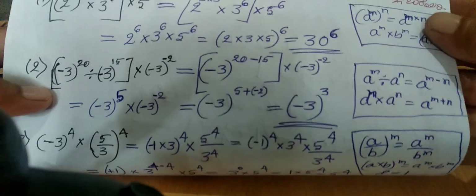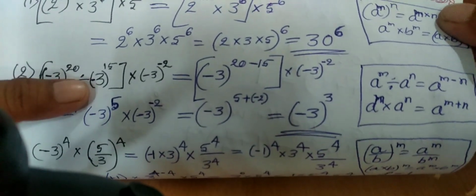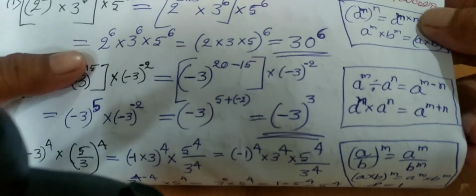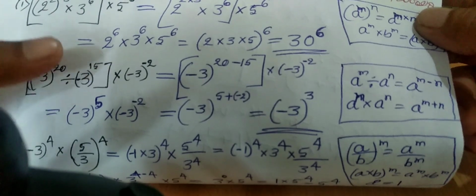Look here, in the second problem: -3 to the power 20 divided by -3 to the power 15 whole, multiplied by -3 to the power -2.